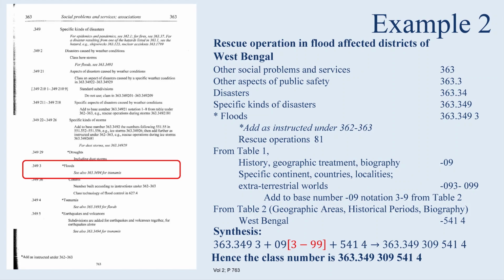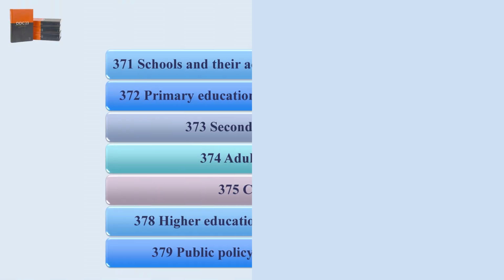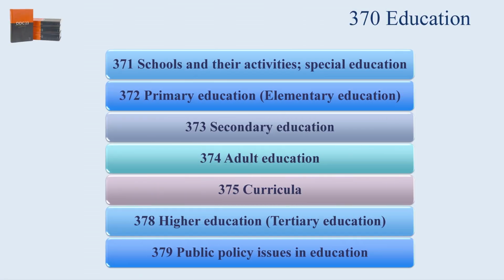Another important class in this section is 370 education. The publication rate for education is also very good in number. Education deals with different levels of education. These are subdivided in DDC as 371 for school and their activities, 372 primary education, then secondary education, adult education, curricula, 378 higher education, the universities or higher bodies come under higher education, and finally the public policy issues in education. These are all the different divisions of the class 370.